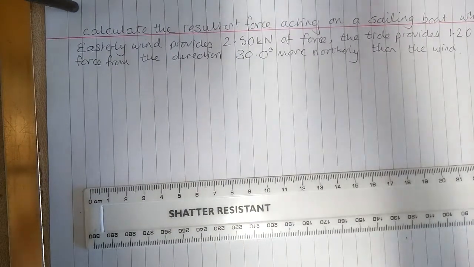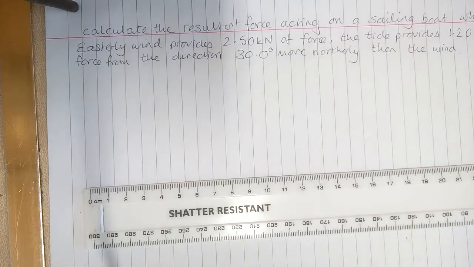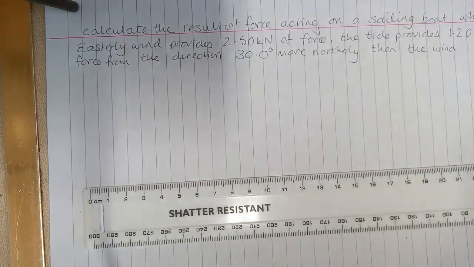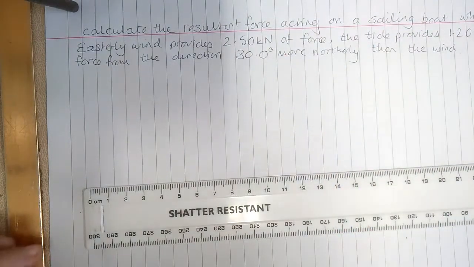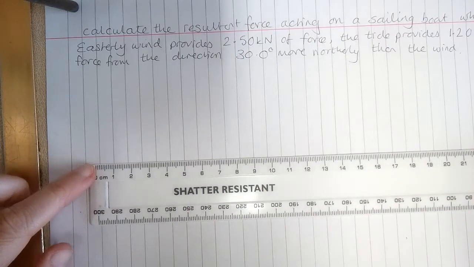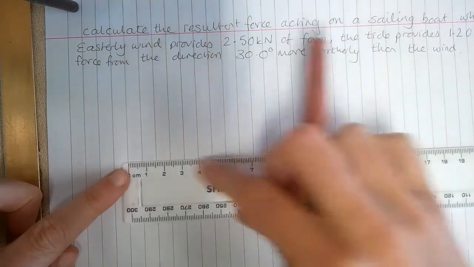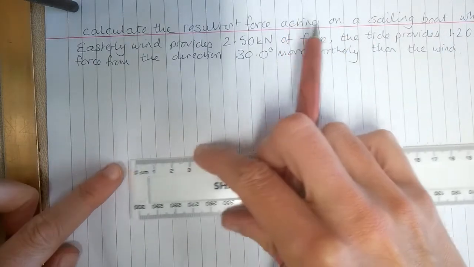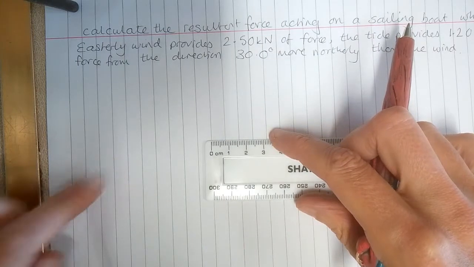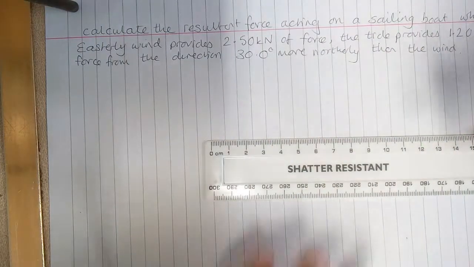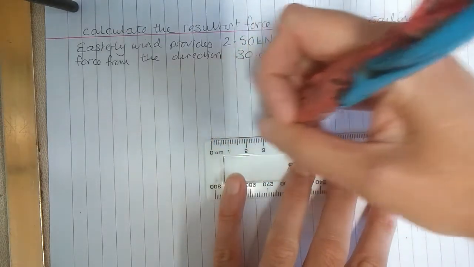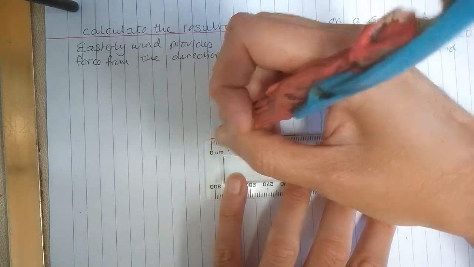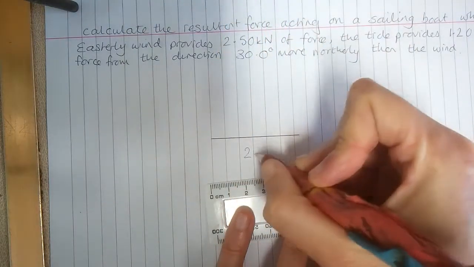If we were doing the scale diagram, the first thing we need to do is draw a vector to represent the easterly wind. The easterly wind is 2.5 kilonewtons. We could use 25 centimetres, but I probably wouldn't have enough paper. So I'm just going to use 2.5 centimetres, looks a little bit too small, but you'll be able to see it on the video. Actually, if I use 5 centimetres that would work, wouldn't it? So I'm going to draw a horizontal line 5 centimetres long, and that's going to represent 2.5 kilonewtons.